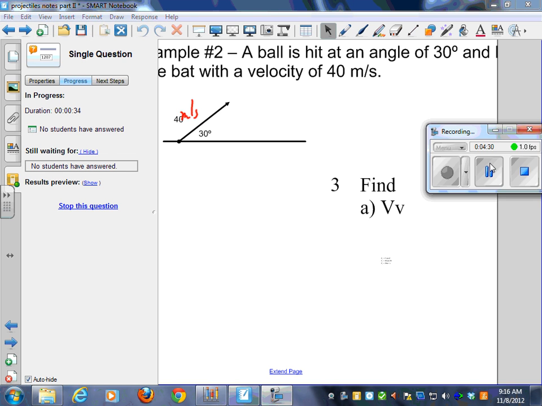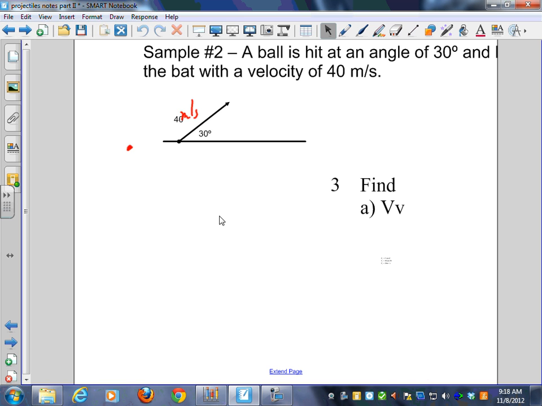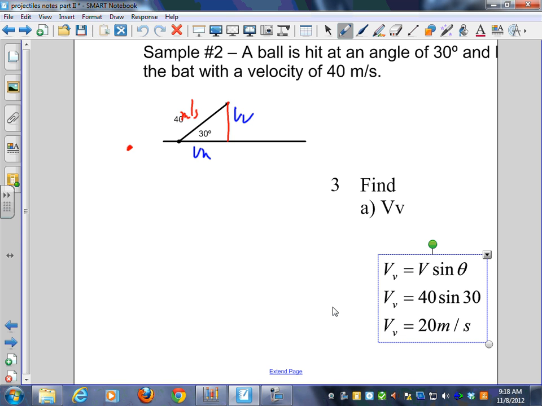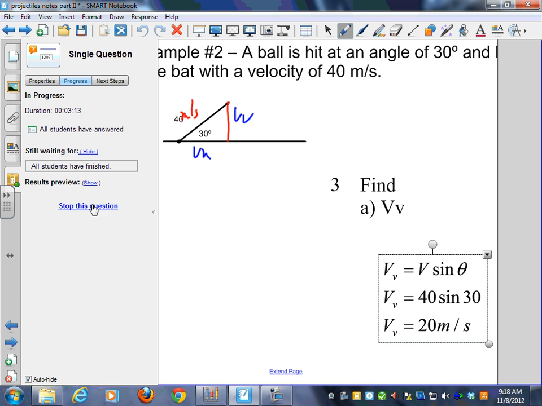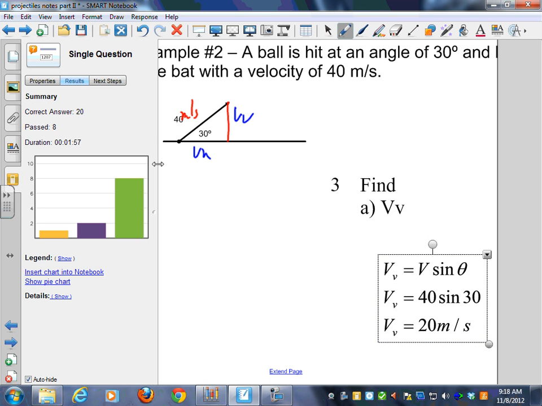You'll need it. So to find the vertical component, remember, this is the vertical component, that's the horizontal. Vertical is opposite, so we're talking about the sine, and so it's just V_v equals V sine theta, 40 sine 30 is all it is. 20 meters per second. Good? Yeah, that's okay, Carolina? You probably knew how to do it, you just didn't realize you knew.